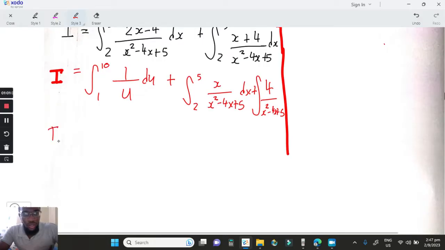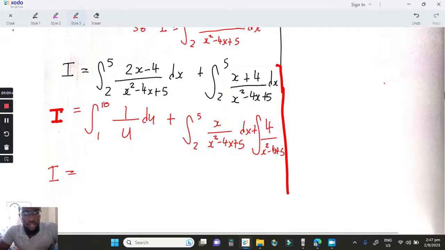This part now, obvious, integrate 1 over u du. So when you put in, integrate 1 over u is ln u, so that's ln 10 minus ln 1, and ln 10 minus ln 1, that's okay. Plus now this part, we need to integrate this part.